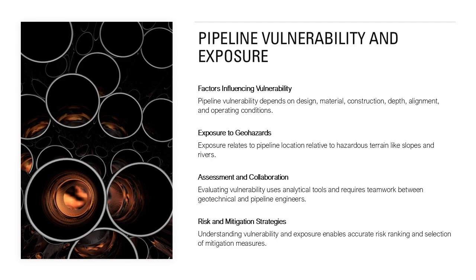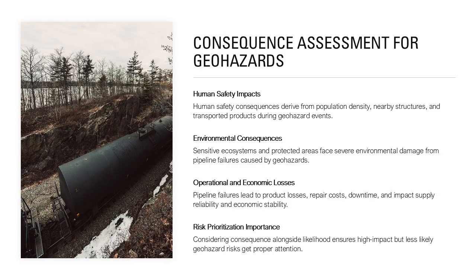Consequence assessment evaluates the potential impacts of a pipeline failure resulting from a geohazard event. These impacts may include harm to people, environmental damage, service disruption, economic loss, and reputational consequences. API RP 1187 stresses the importance of considering consequences alongside likelihood to form a complete picture of risk.